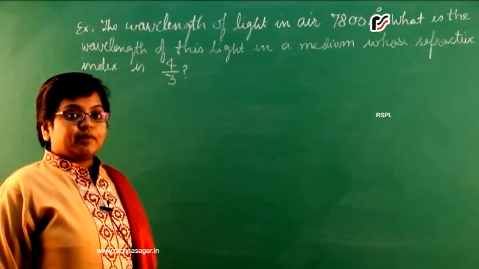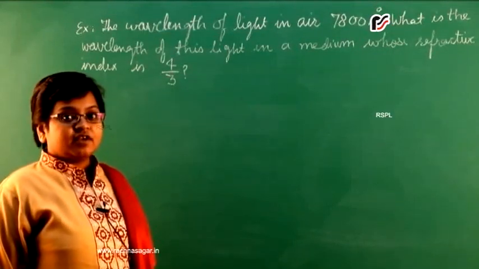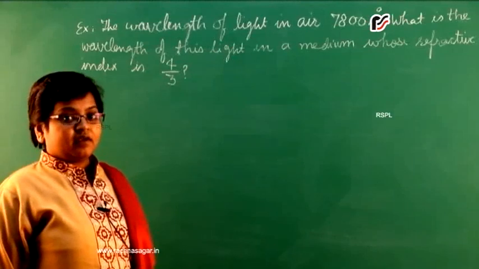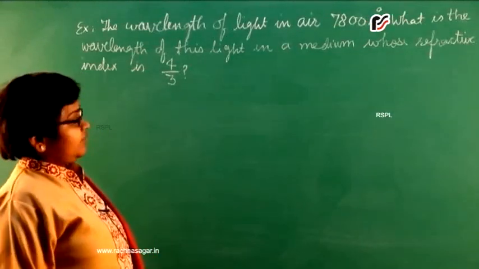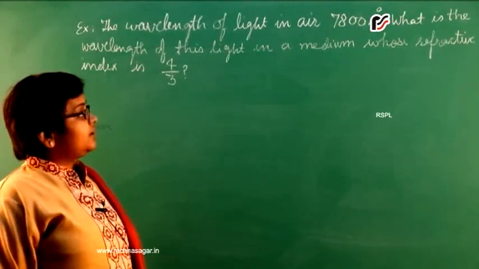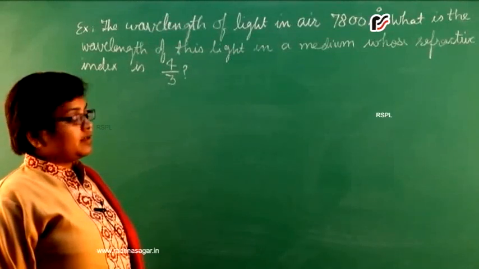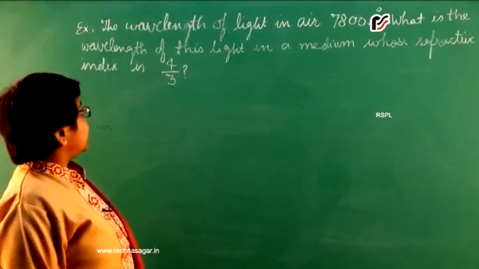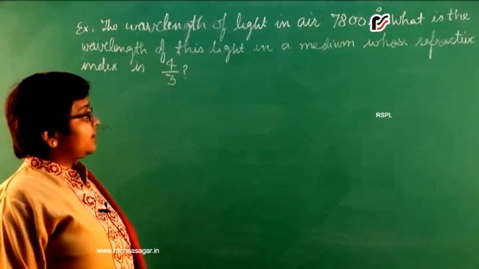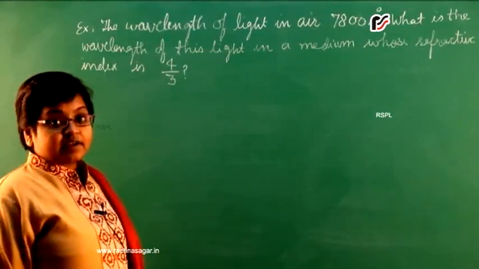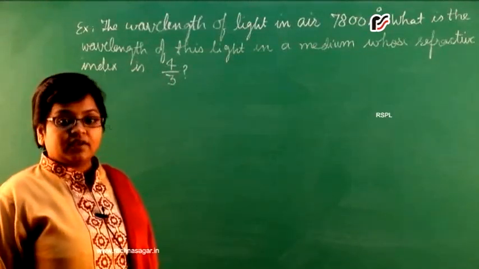Let us take an example on refractive index to understand the topic completely. The wavelength of light in air is 7800 angstrom. What is the wavelength of this light in a medium whose refractive index is 4/3?